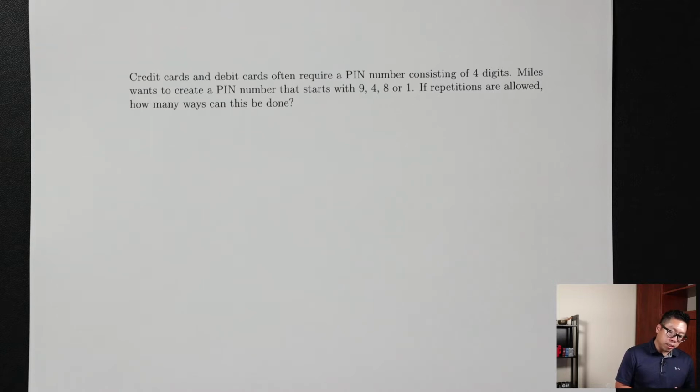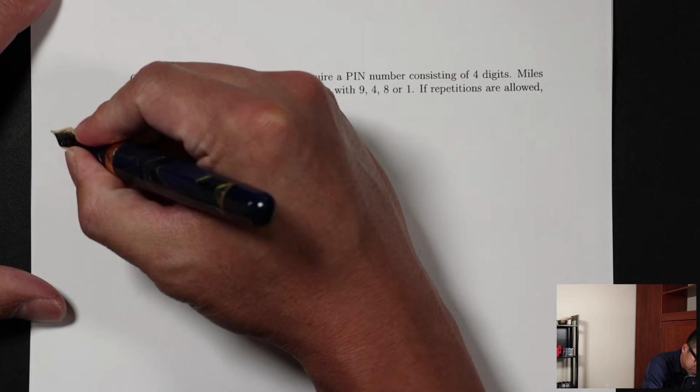Miles wants to create a PIN number that starts with 9, 4, 8, or 1. If repetitions are allowed, how many ways can this be done? First question, does the order matter? So when you're choosing a PIN number, does the order of the numbers matter? Yes, it does, right? So like 1, 2, 3, 4 as the PIN numbers is different than 4, 3, 2, 1, right? The order of those numbers matters, which means this is a permutation.